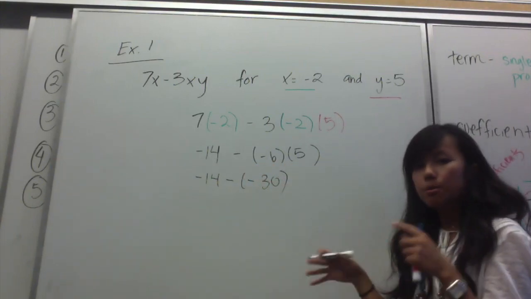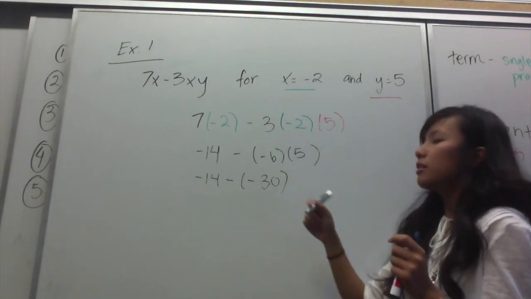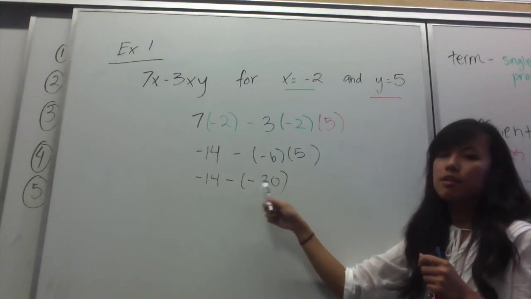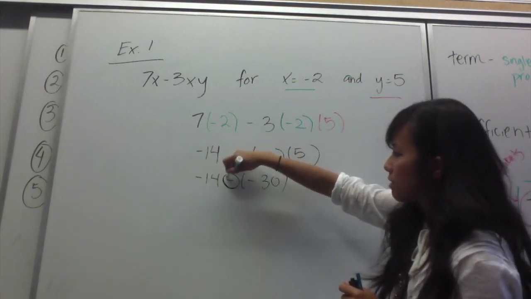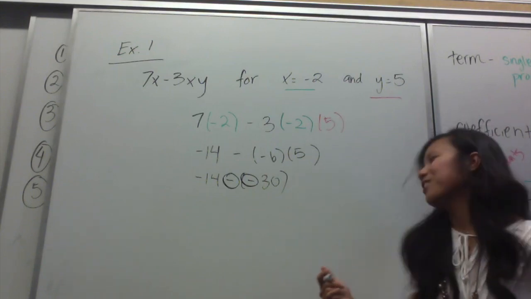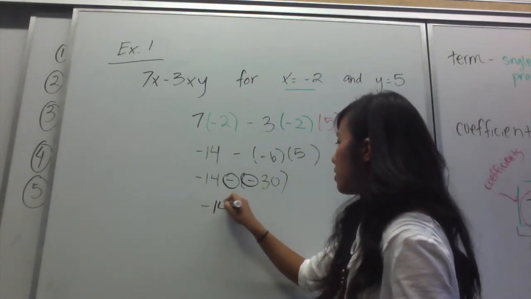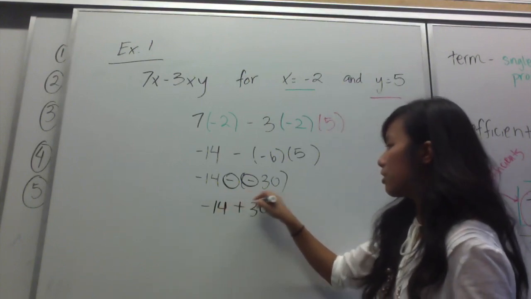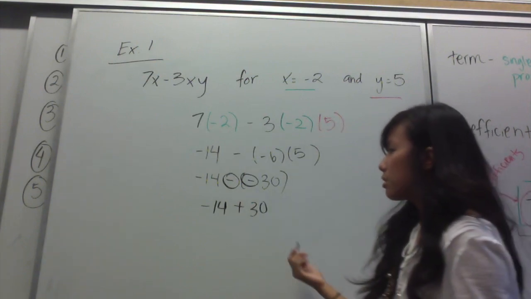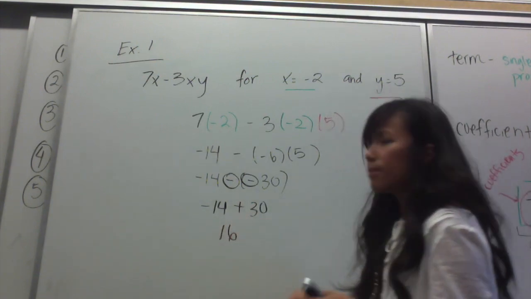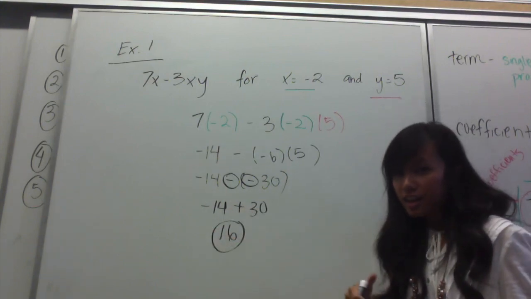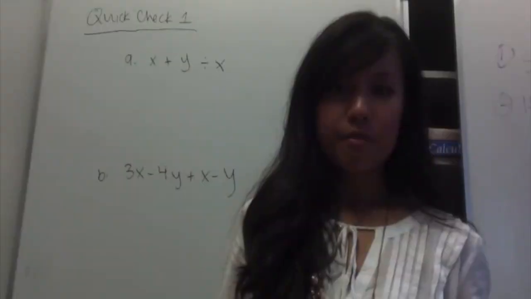okay? So I keep the parentheses so I don't make mistakes. I tend to make mistakes, so that's why I have to show all my work. Okay, negative 14 minus negative 30. Since we have 2 negative signs next to each other, it becomes a positive. So negative 14 plus 30, you can rearrange that, 30 minus 14, whatever works for you, and you should get, hopefully my math is correct, 16. You got it? Okay, let's move on.